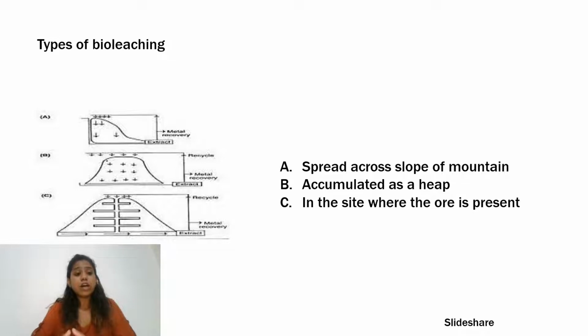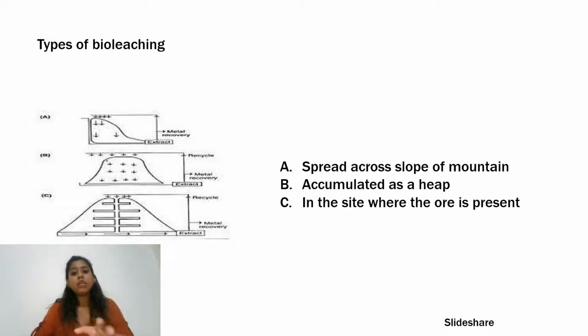There are different ways this bioleaching can be done. These are the major three ways through which bioleaching usually happens. The first is called slope bioleaching. This is usually done at a larger scale, like the image that I showed for a copper mine, which is really big in size.